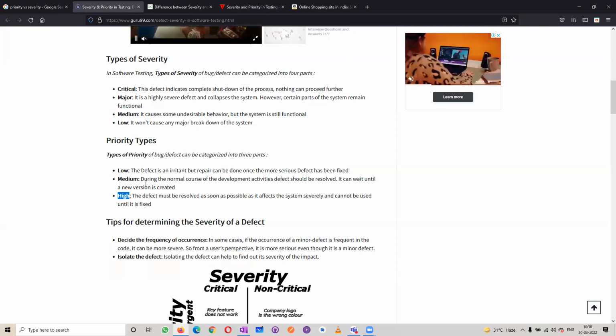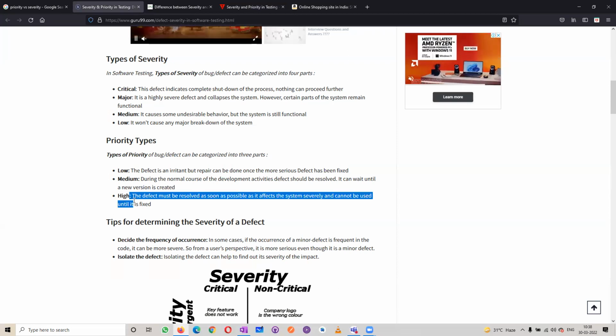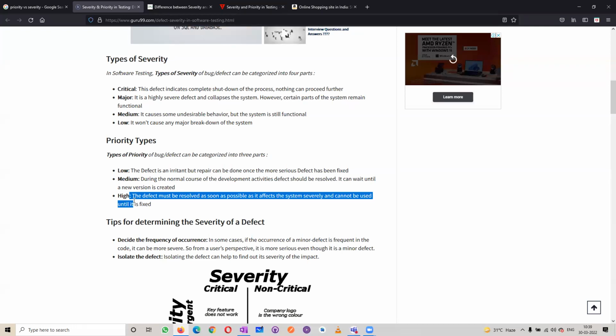And the next one is medium. Always remember, medium is not a showstopper. High is a showstopper. Showstopper means it will stop your testing. Medium is, it can be proceeded further, but it needs to be fixed as soon as possible. It's not like a showstopper.